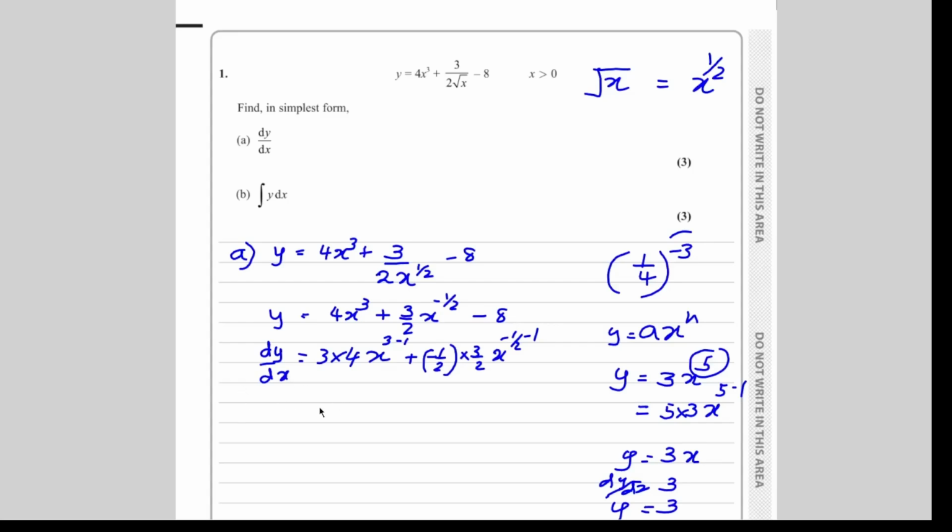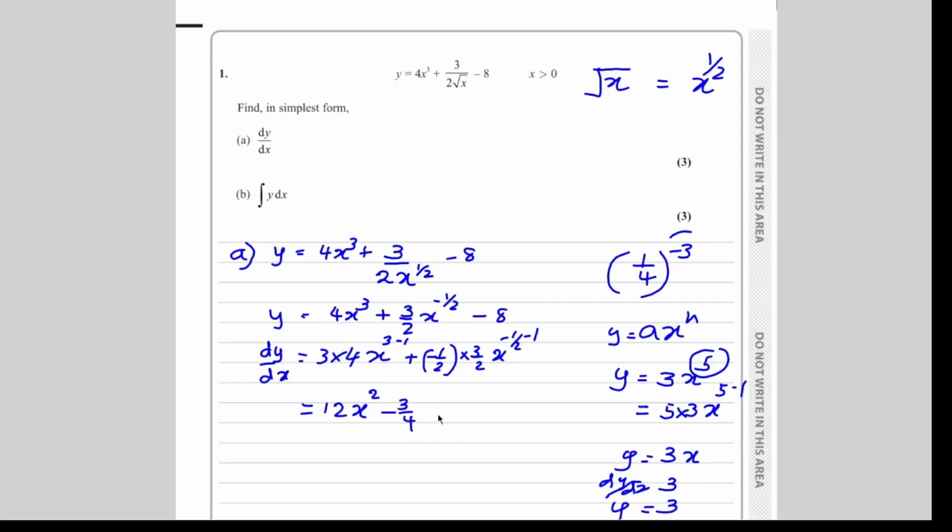Right, now let's multiply 3 into 4, guys. It is 12x. 3 minus 1 is 2, so it is 12x squared minus, because here plus times minus gives minus, it is 3 over 4.